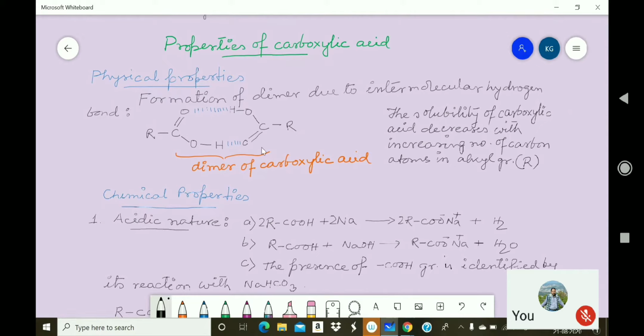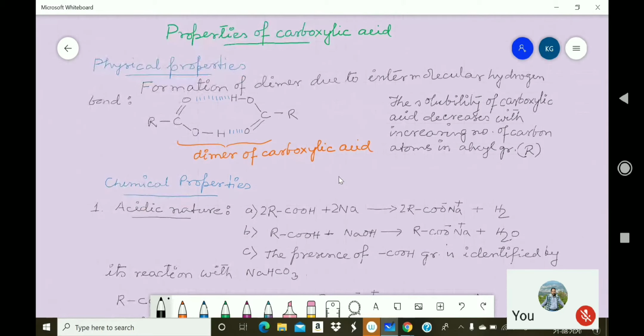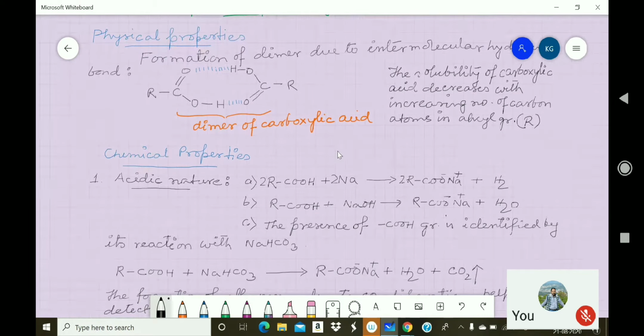Now carboxylic acid can form intermolecular hydrogen bond, and therefore it exists as dimer. That means its effective molecular mass becomes double the normal molecular mass due to the presence of this intermolecular hydrogen bond. And because carboxylic acid ionizes in aqueous solution, it is usually soluble in water, but its solubility decreases with increasing size of the alkyl group, and higher carboxylic acids are not readily soluble in water.